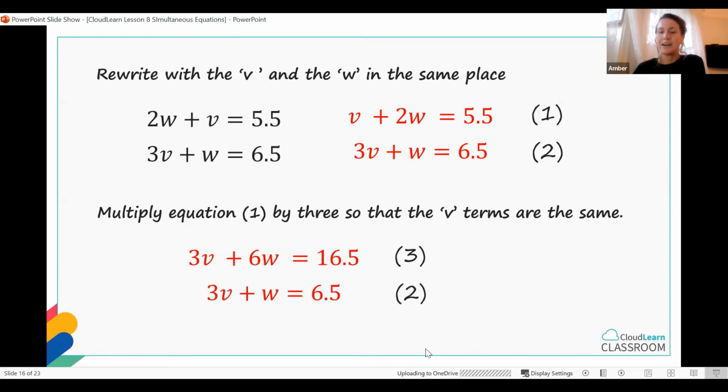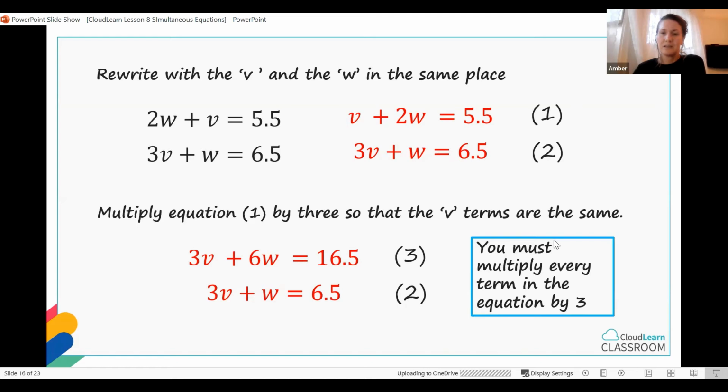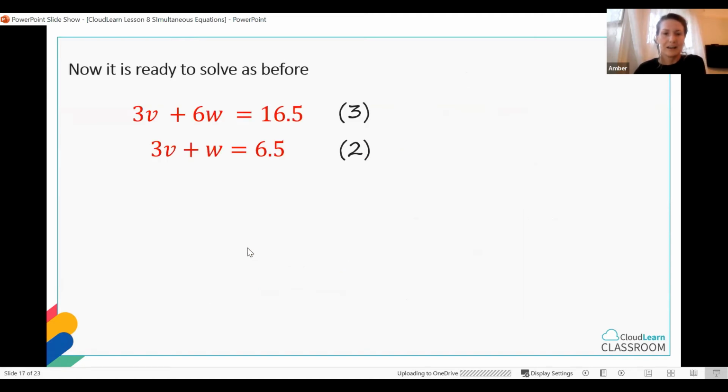And now my equation 1 has become equation 3. So I've changed the number because it's my third equation. I've taken the v and I've times it by 3. I've taken the 2w and I've times it by 3. And I've taken 5.5 and I've times it by 3. Really important, you multiply every single term in that equation by the number you're multiplying by. You can't just multiply 1 because then you've changed the equation. If I times everything in the equation by 3, the equation is actually still the same thing. It's not changed, okay?